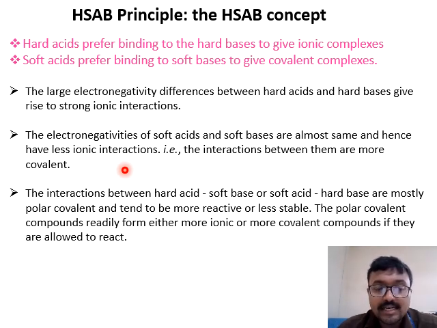If there is a hard acid and hard base, there will be very strong ionic interaction. If there is a soft acid and soft base, there will be covalent interaction. The interactions between a hard acid and soft base, or a soft acid and hard base, are mostly polar covalent and tend to be more reactive or less stable. If there is a hard-soft combination, the complex will be less stable. Polar covalent compounds readily form either more ionic or more covalent compounds if they are allowed to react.